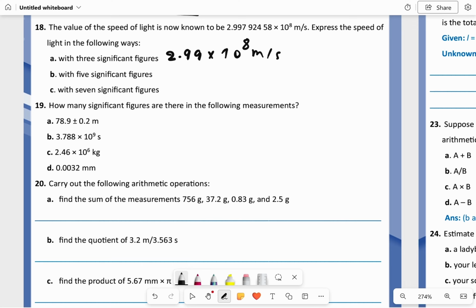Now, with five significant figures, you can write 2.99 and 7 and 9, okay? This is 1, 2, 3, 4, yeah, you have 9 significant figures. Here with 7 significant figures, you have 1, 2, 3, 4, 5, 6, 7, so you can write 2.997924 times 10 to the power of 8 meter per second. This is basically how you can write this number in different significant figures.